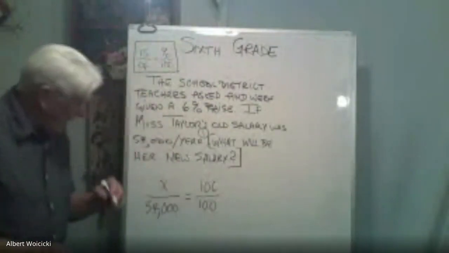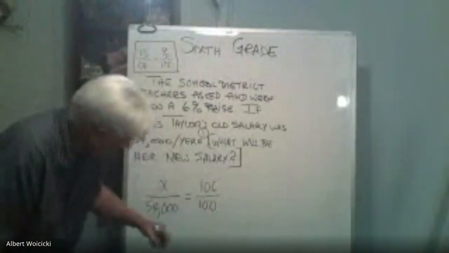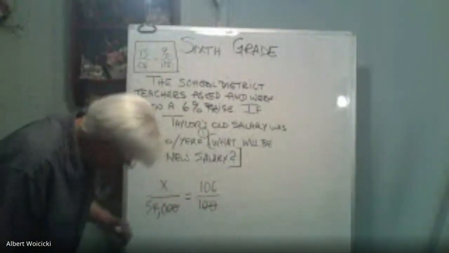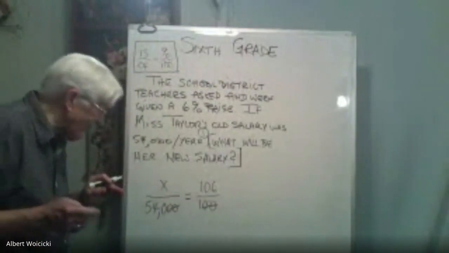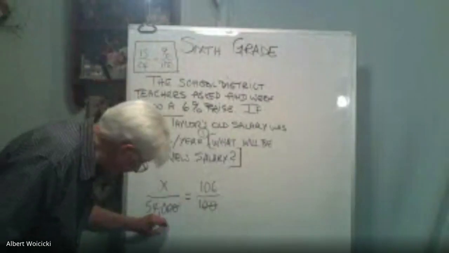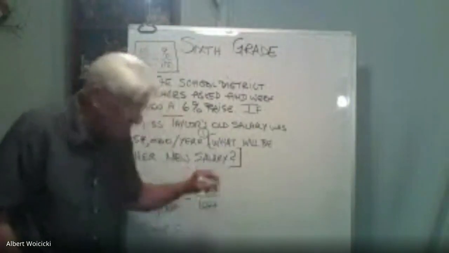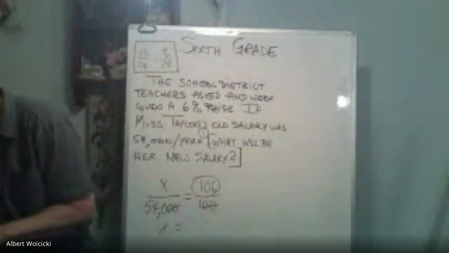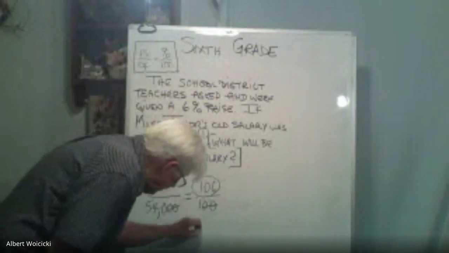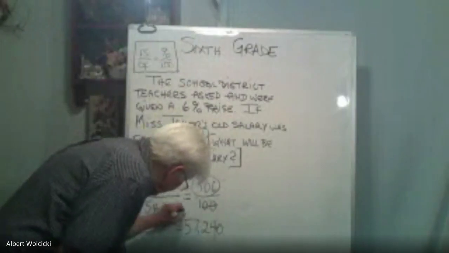And again, here's where we get smart. We've got zeros here and 2 zeros here, so we divide by 100, and it makes life a lot easier because now we have 1 times x is x, and 540 times 106. And that gives us our new salary, which is $57,240.